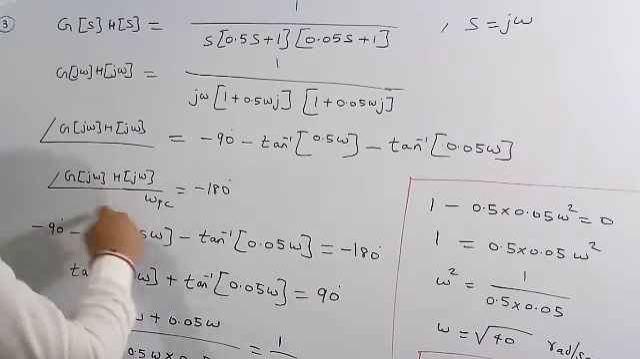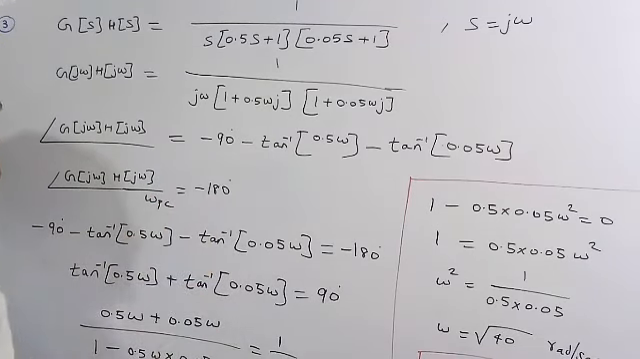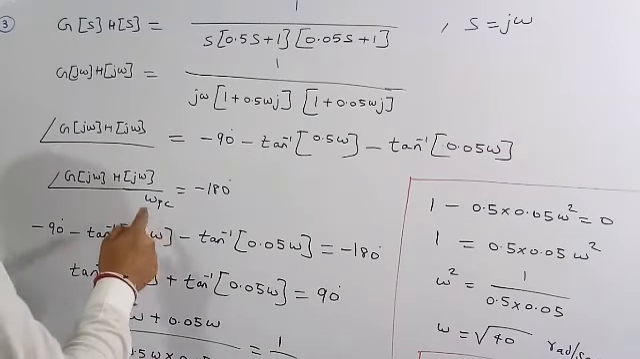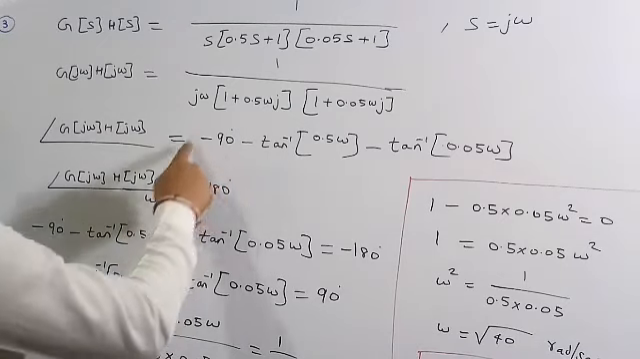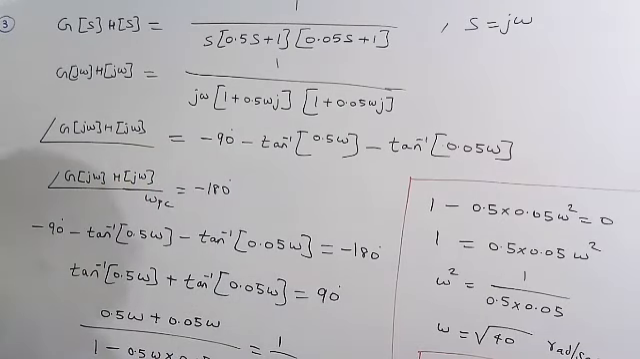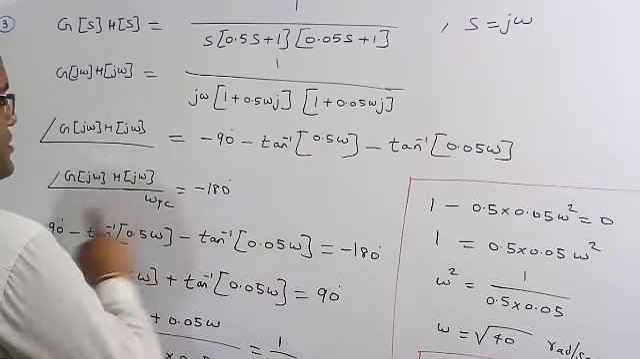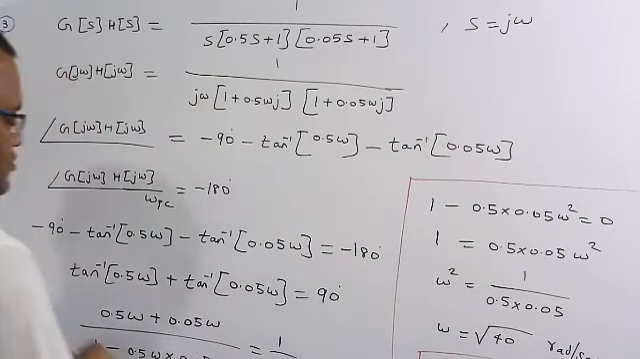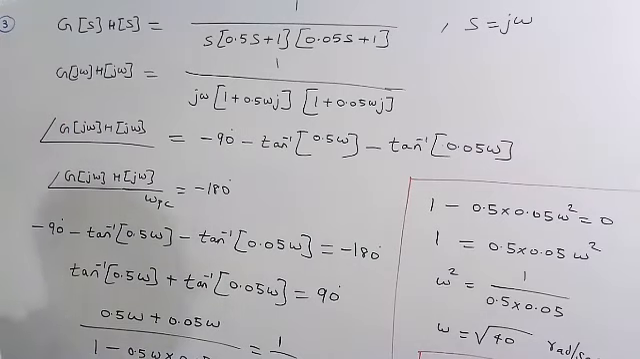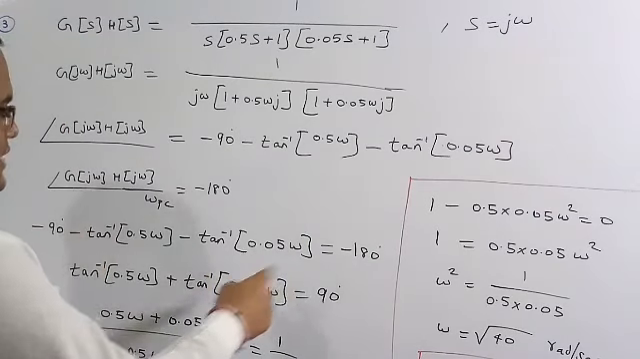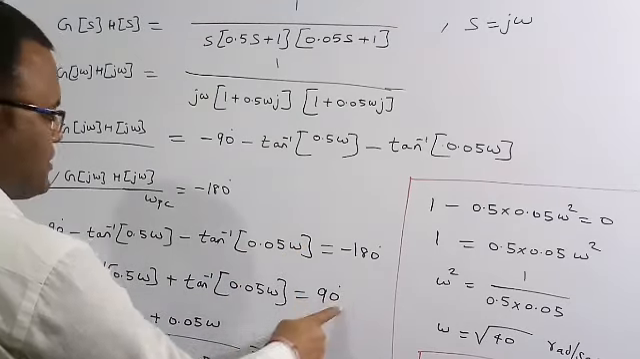This angle has to be equal to minus 180 degrees at a particular frequency. That frequency is called the phase crossover frequency. So here we already know the expression for the angle of g of s and h of s. This same expression is equal to minus 180. If the minus 90 goes to this side, it will become minus 180 plus 90, meaning minus 90. Again the minus terms will get cancelled and finally we will get this expression.